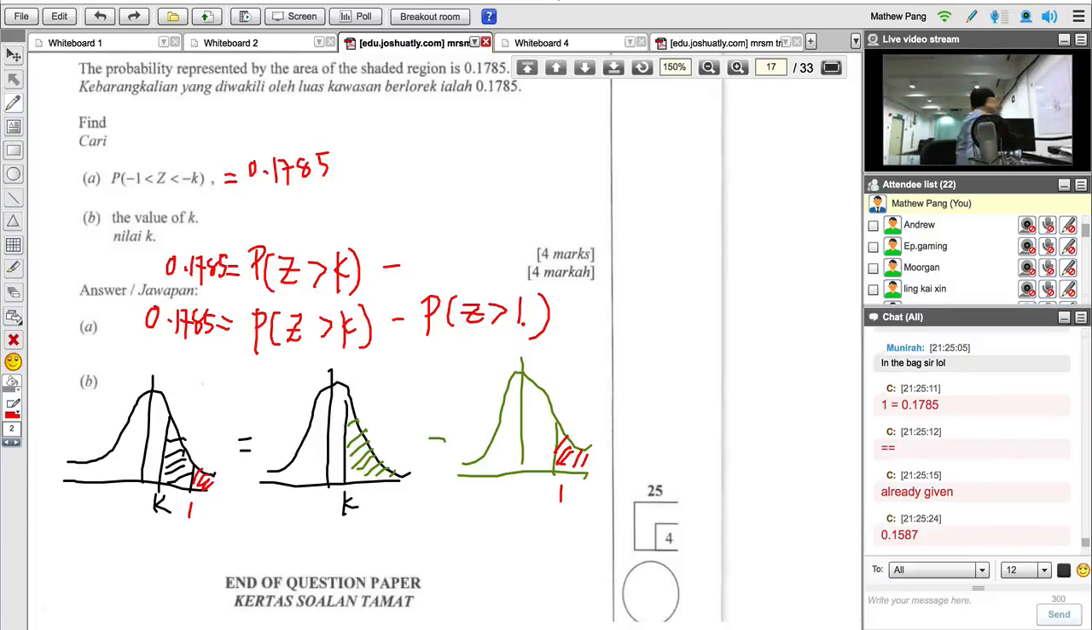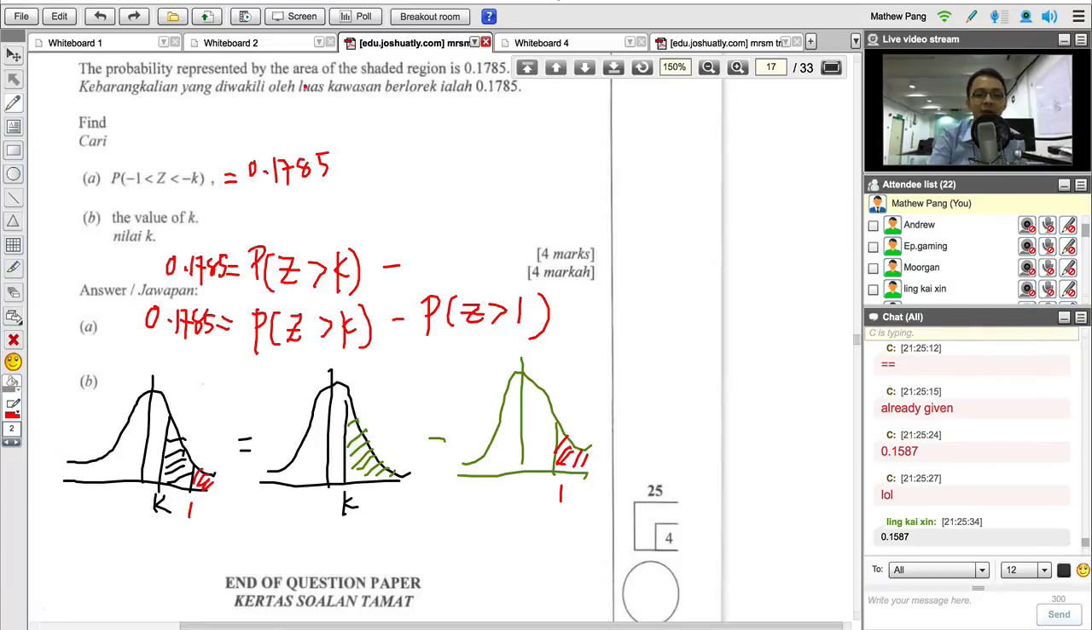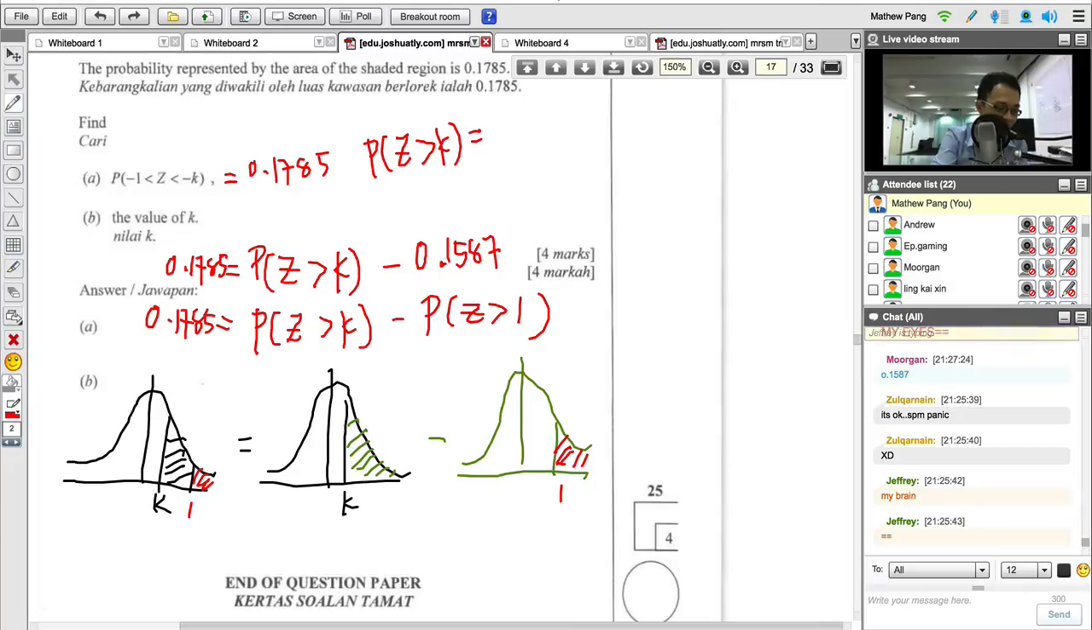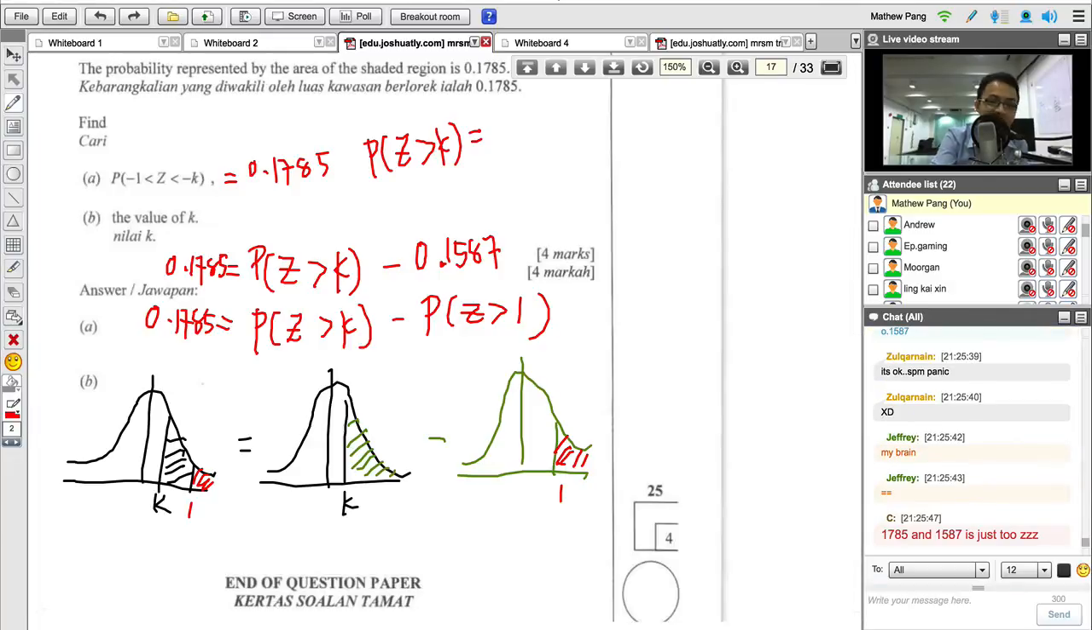So this one will be 0.1587. So I just move this one to the other side. So the probability for z bigger than k will equal this one plus this one. You will get 0.1785 plus 0.1587, which is 0.3372. Alright, then you just find the probability.